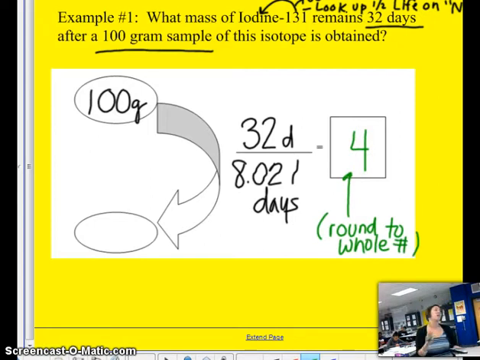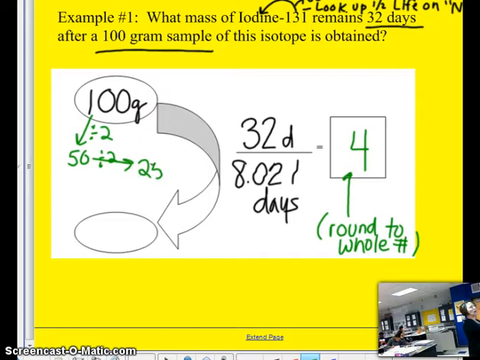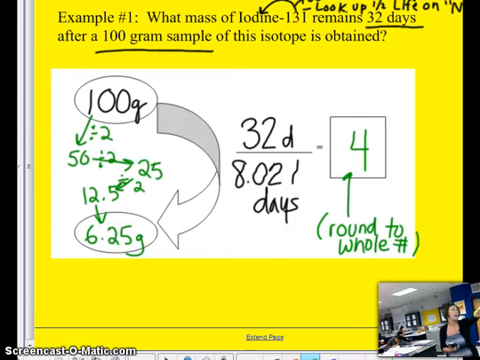So 4 half-lives have occurred, which means now I cut this 100 in half 4 times. So I divide by 2 once, and you get 50. I divide by 2 twice, and you get 25. I divide by 2 3 times, and you get 12.5. I divide by 2 4 times, and I get 6.25 grams. So since 4 half-lives have occurred, I cut my mass in half 4 times. 1, 2, 3, 4. And that is my final answer. This is the mass of my radioactive isotope that remains.